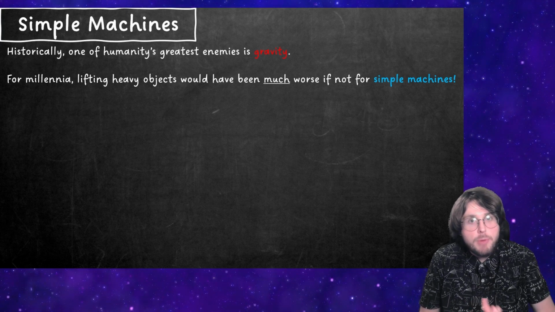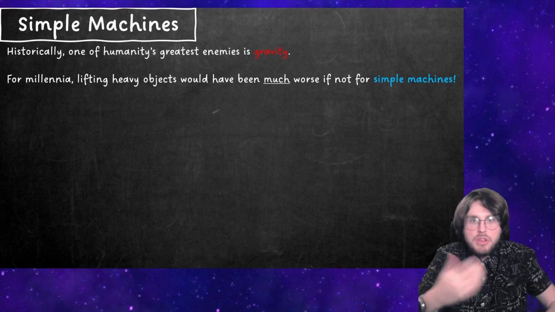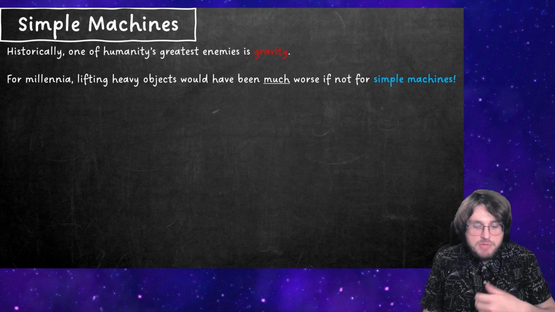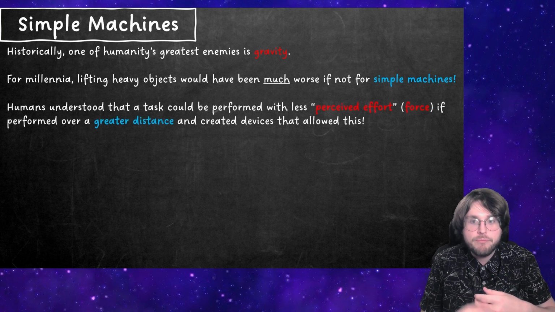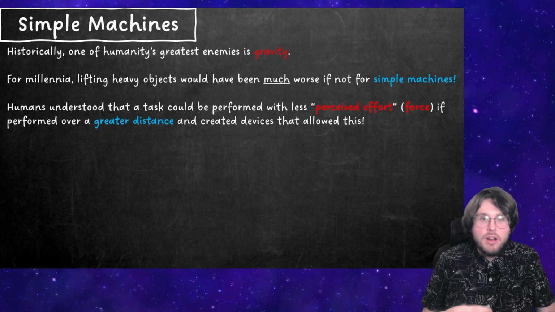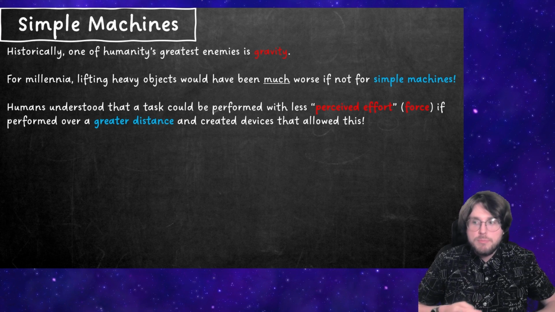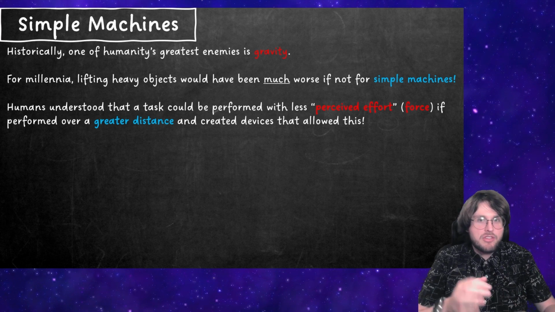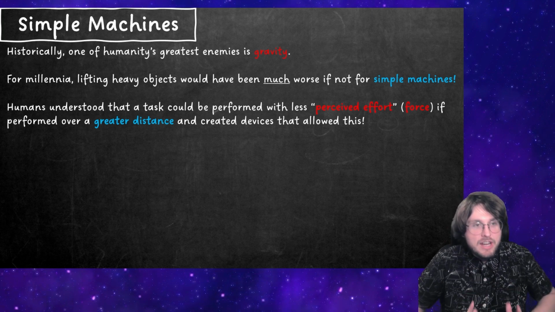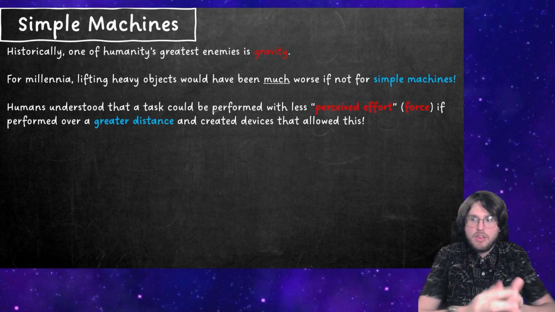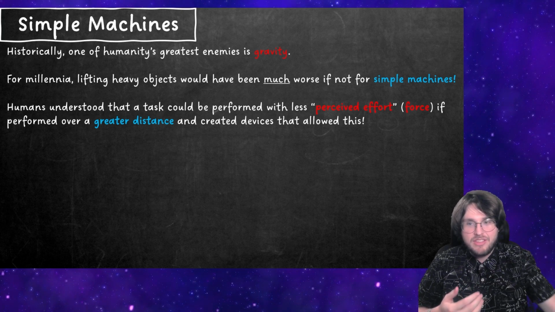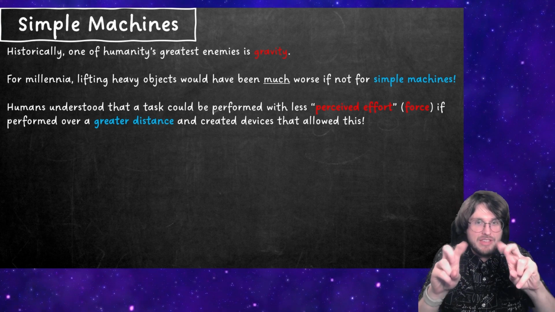But humans are pretty smart, and they developed these really simple machines, some of them extremely simple, that allowed us to lift these objects and build things like the pyramids. So part of what led to the development of these machines was that we as humans kind of understood that we could perform the same task with less perceived effort, which I guess would later be defined as force, if we decided to perform that task over a greater distance. So we kind of spread the task out over a longer distance to make the task feel less terrible in the moment.